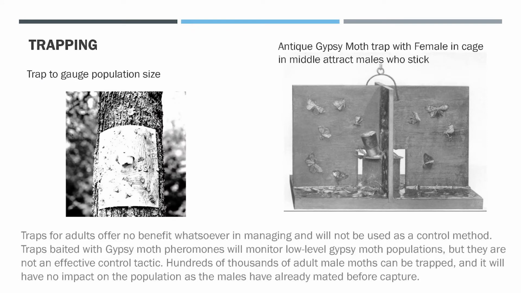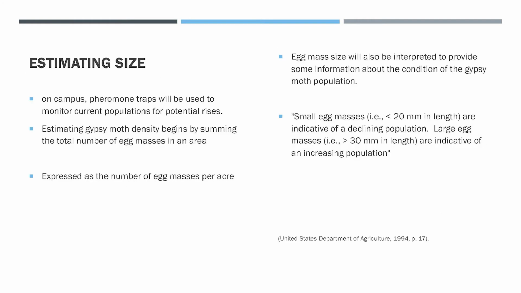A monitoring method will be trapping to gauge population size. On the right is an antique gypsy moth trap with a female in a cage in the middle. The males would be attracted to the female's scent and get stuck on the wood adjacent to the female. All of this information for the monitoring plan goes into estimating size. On campus, pheromone traps will be used to monitor current populations for potential rises.